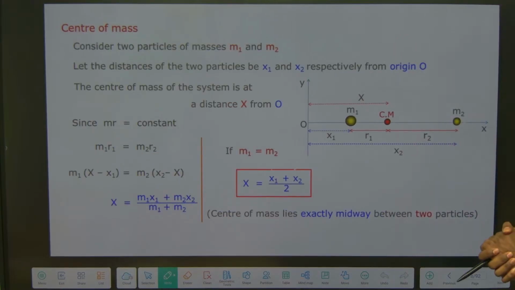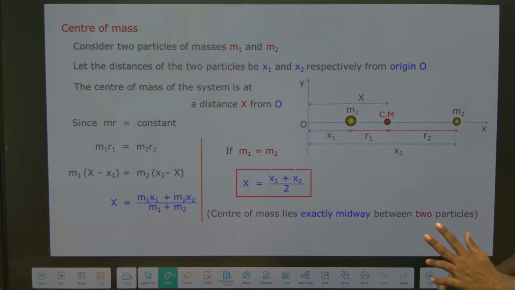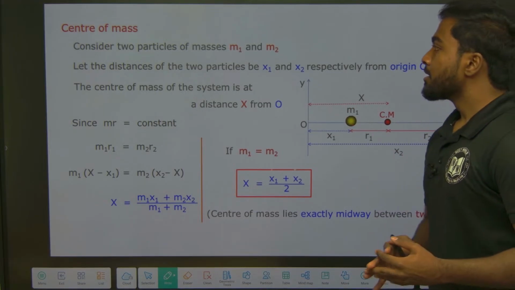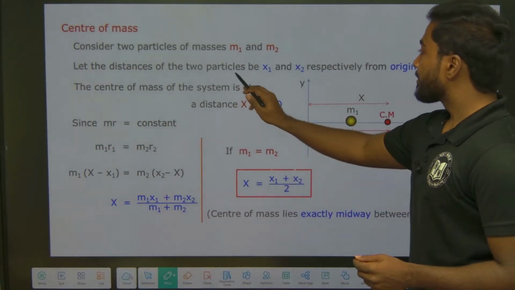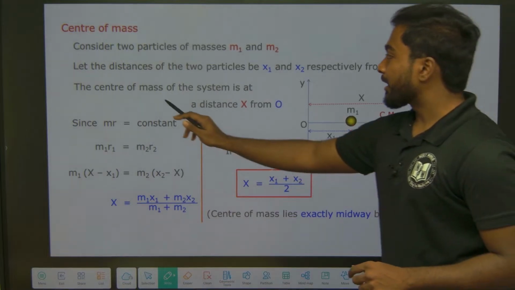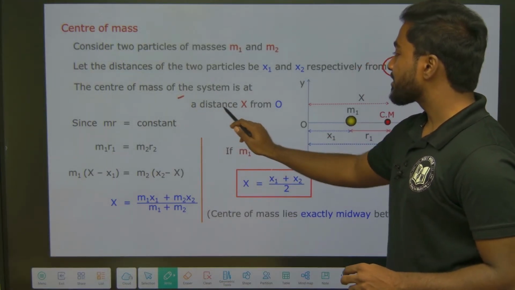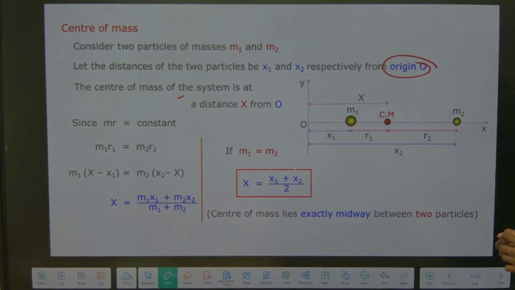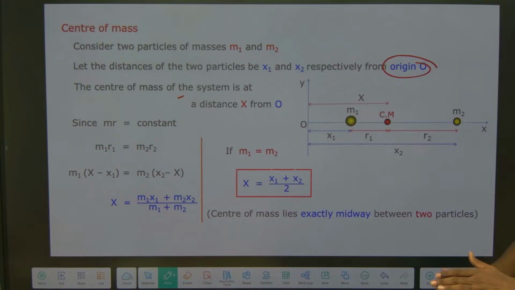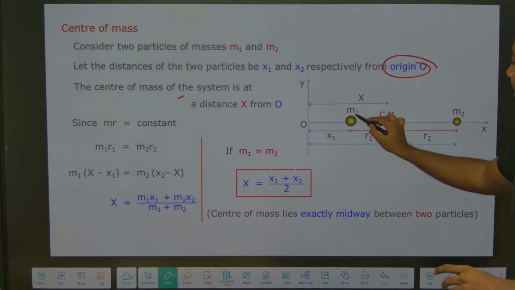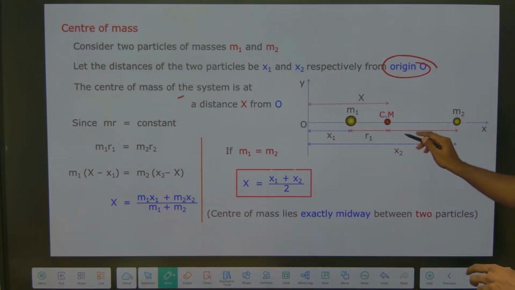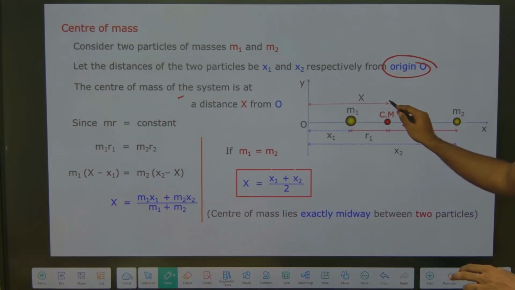So now we will consider two particles. Particle 1 and particle 2 have masses m1 and m2. Let the distances of the particles be x1 and x2 respectively from the origin. The center of mass of the system is at a distance x from O. We don't know where the center of mass lies, so let me consider m1 at a distance x1 and m2 at a distance x2, and the center of mass at x.